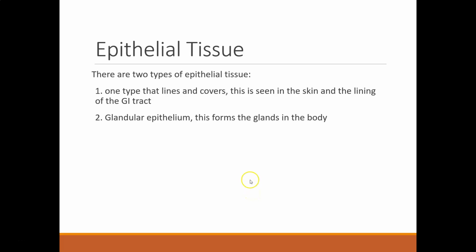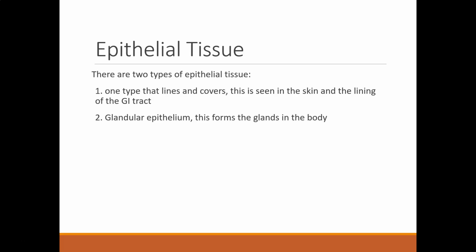So let's talk about epithelial tissue quickly first. Well, not quickly, there's a bunch of it. But anyways, there are 2 types of epithelial tissue. I sort of alluded to them when I began this screencast. One type of epithelial tissue lines and covers. And when you look at your skin, on your arm, hand, wherever you may be looking, this is epithelial tissue. This is a type of epithelial tissue.